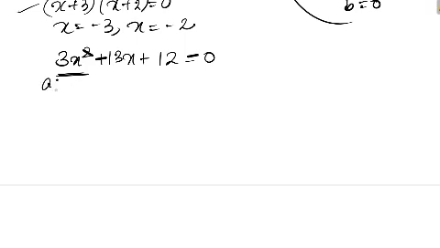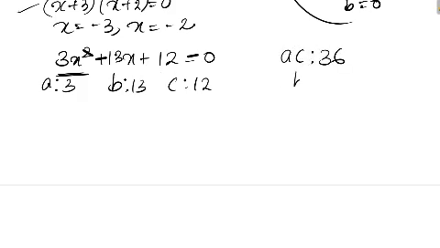Here a is 3, b is 13, c is 12. The first thing you have to do is multiply a and c. So a into c is 36 and b is 13. You have to find two numbers whose product is 36 and sum is 13. We can think about the factors of 36. 36 and 1 is a pair, but their sum is 37. Next one, 9 and 4. 9 into 4 is 36, and 9 plus 4 is 13. So this makes a pair.